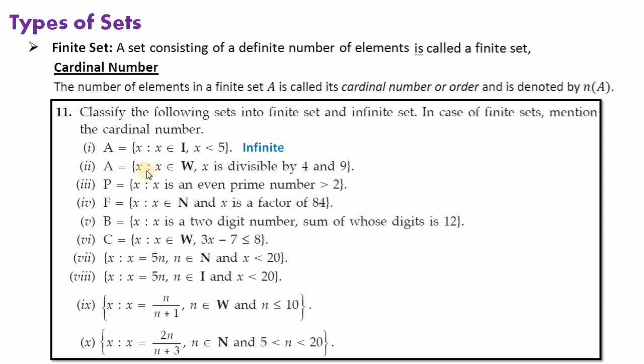Number 2 says, x is a whole number which is divisible by 4 and 9. Now, do you know how many whole numbers are there which are divisible by 4 and 9? You don't know, right? There are many whole numbers. So that's why this is also infinite.